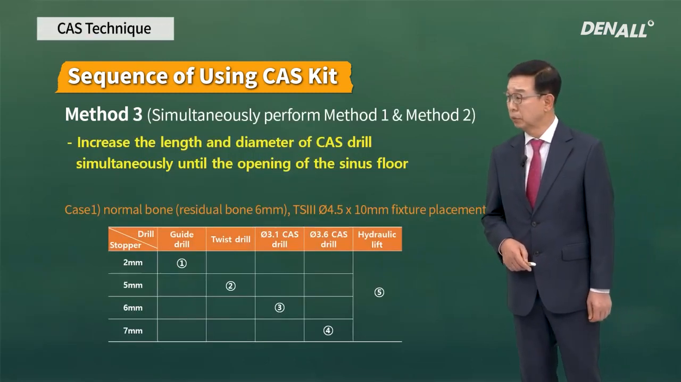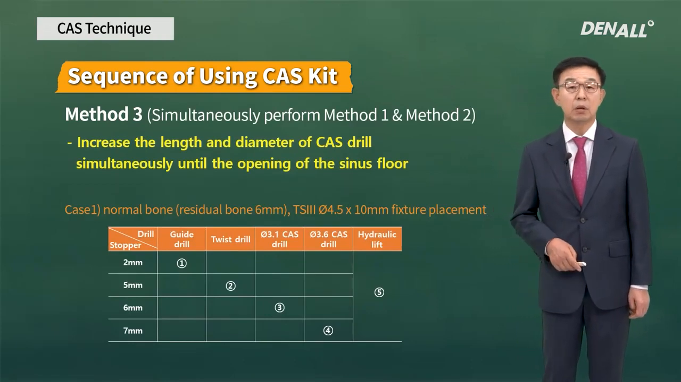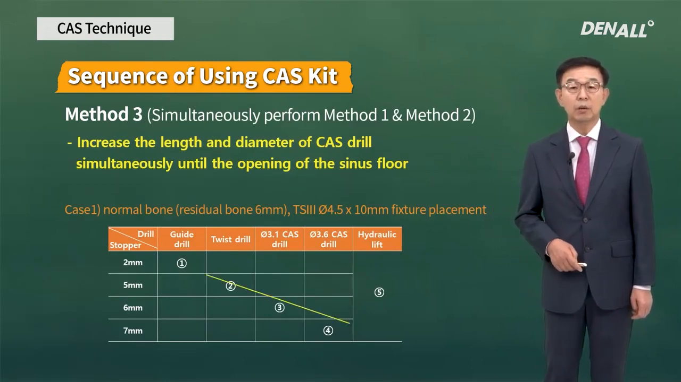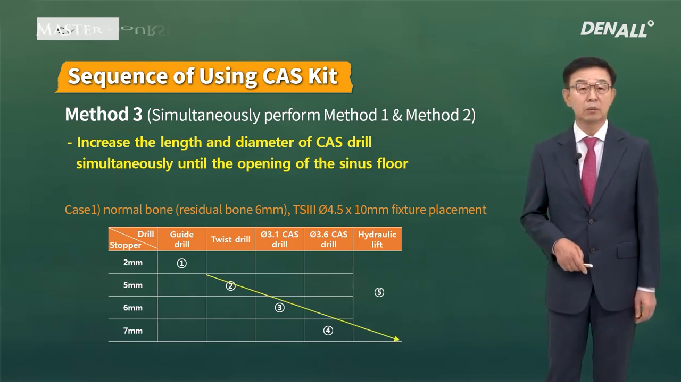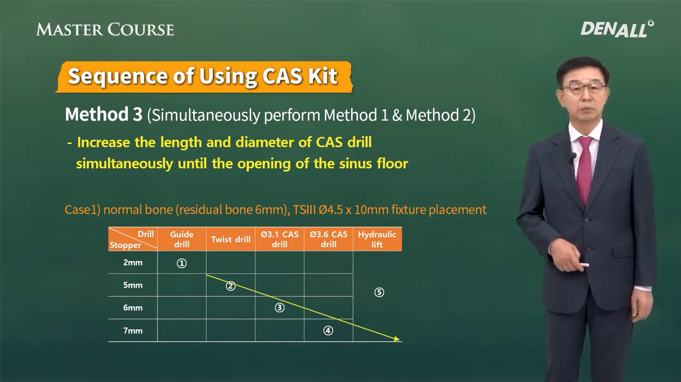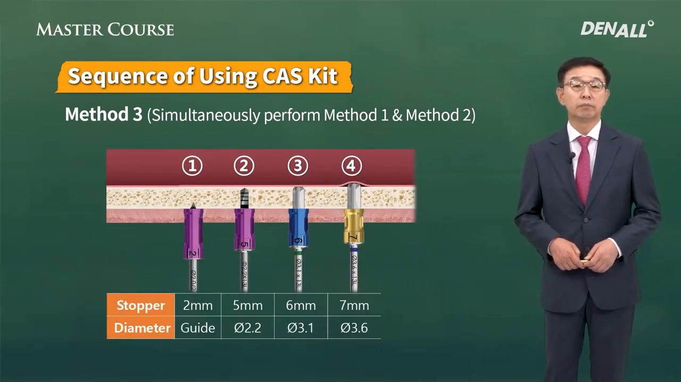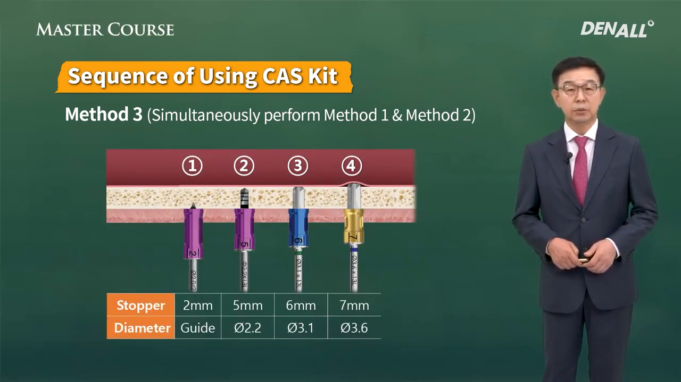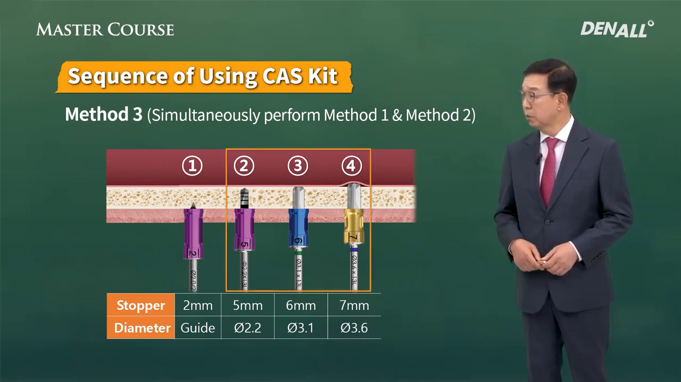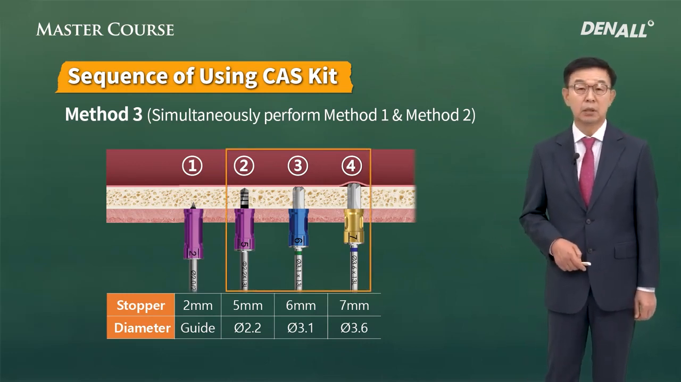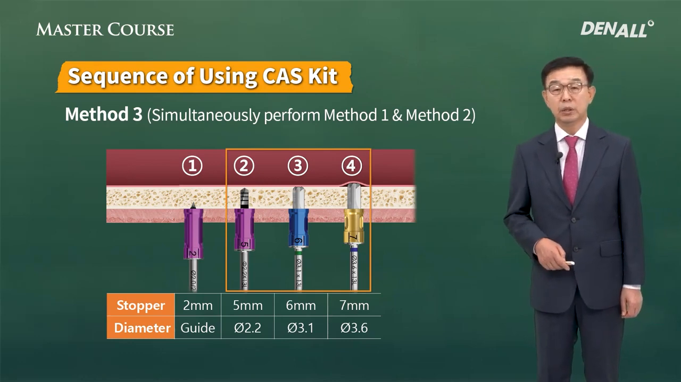Next is the most frequently used method. Width and depth of the bone are expanded at the same time. Hydrolift is done and implant is placed. In other words, you are advancing as you're expanding bone width and depth using guide drill and twist drill. I believe this is the easiest way to do this.